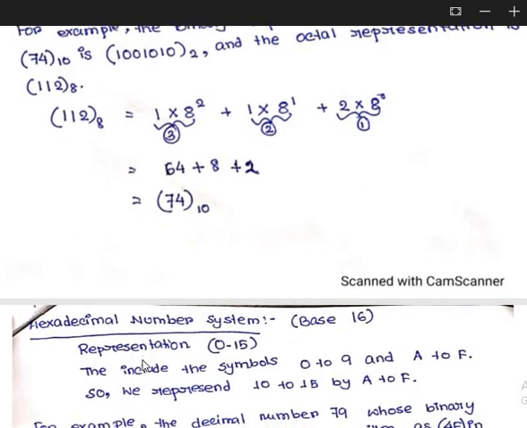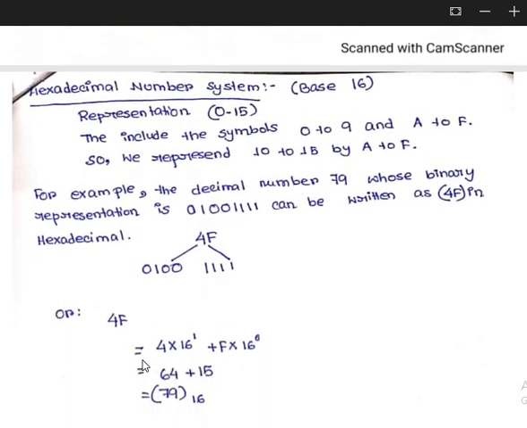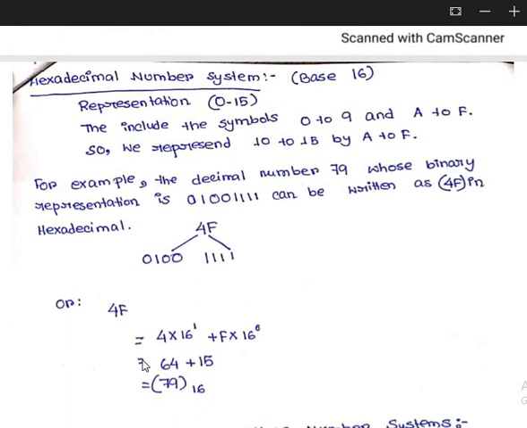Now what I am going to do, I am going to take a hexadecimal number and convert it to its equivalent decimal number. Now in case of a hexadecimal number, base is 16. So I can represent a hexadecimal number by using the digits from 0 to 15.